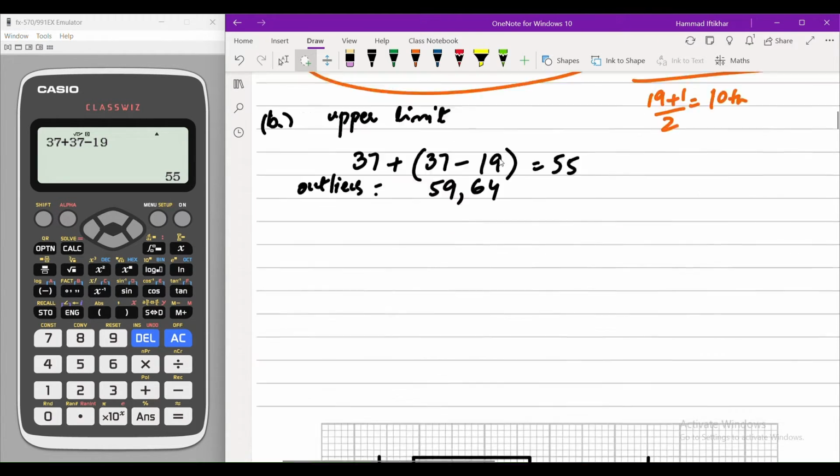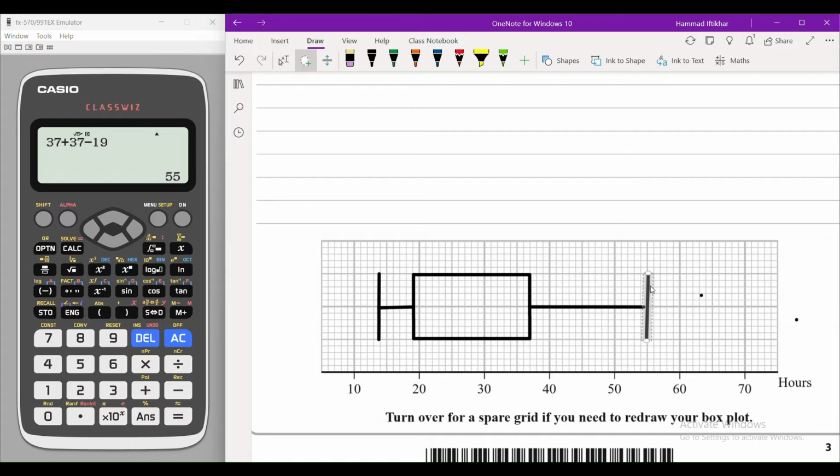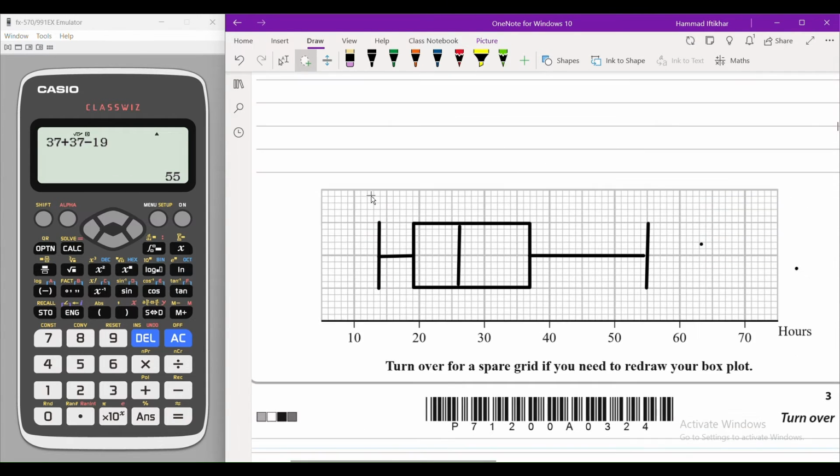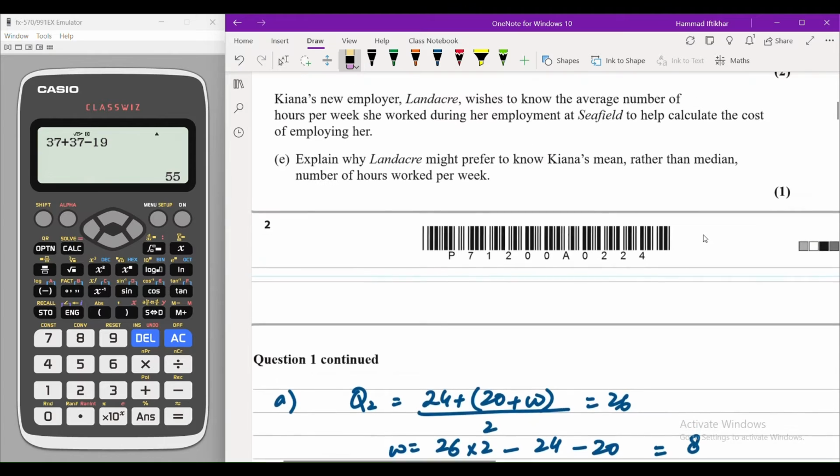Now we need the median. Median was 26, so 26 is over here. And now the outliers were 59 and 64. So 59 is somewhere over here and 64 is over here. That's our box plot. Let's see what else is needed.